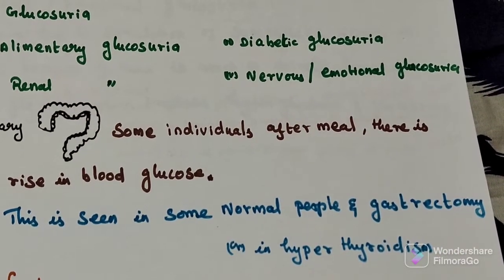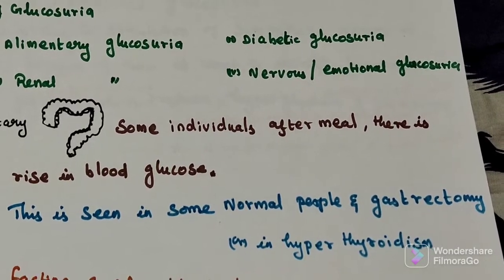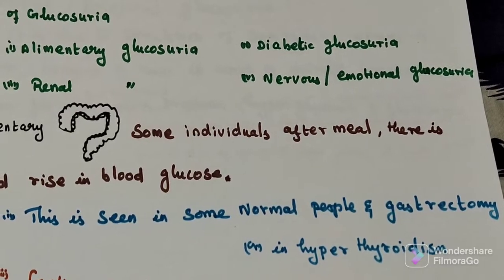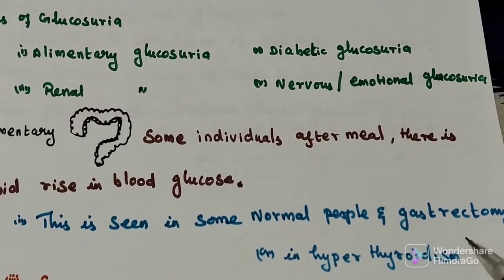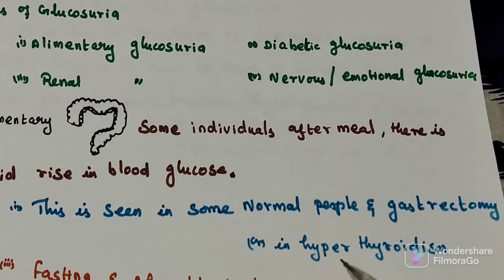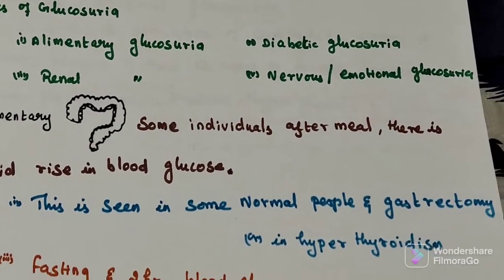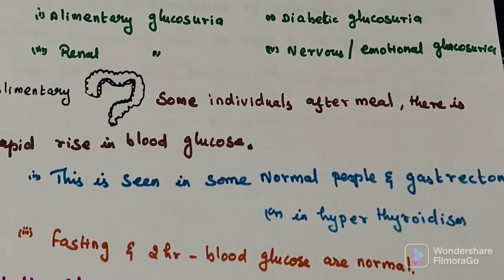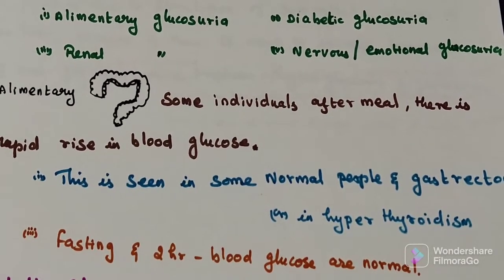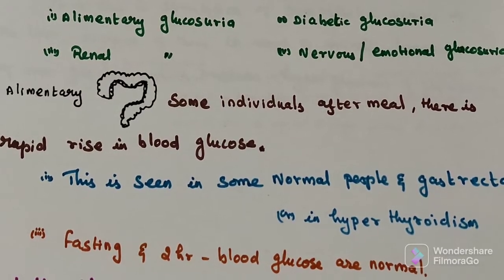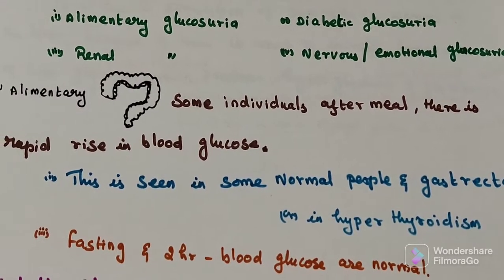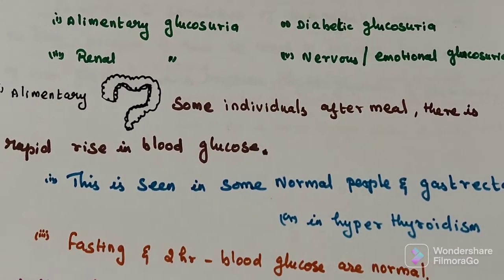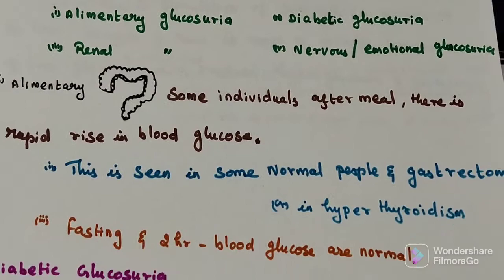It is also seen after gastrectomy or in hyperthyroidism. Here the fasting and 2 hour blood glucose levels are normal, but there is a rapid rise in blood glucose after ingestion of diet. This is due to an increased rate of absorption of glucose.